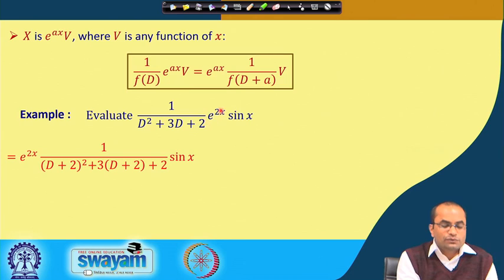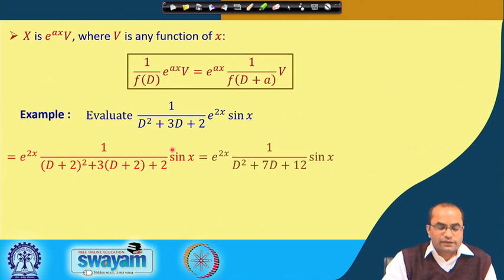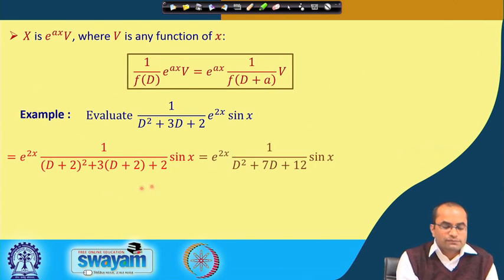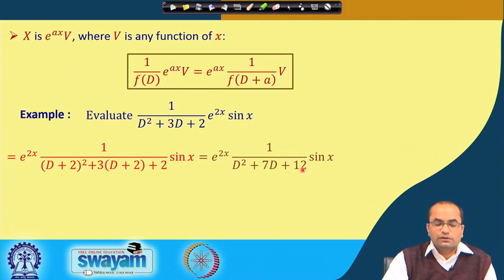So, here e power 2x we have taken out of this operation, but then D will be replaced by D plus 2, which is done here. And now, we want to operate this on this sin x, and that is what we have already learned here. So, just to simplify this, we will get D square plus 7D plus 11 on this sin x, and then we can replace this D square by minus 1 as discussed before.